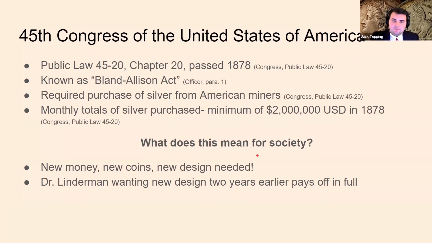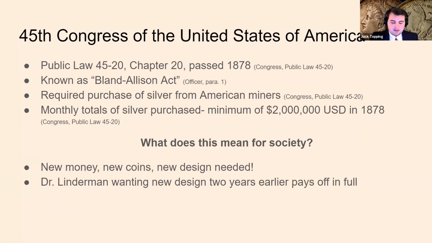Besides the economic impact of these large purchases per month, it meant that silver needed to be converted into a usable vehicle as a means of currency. This means a new coin must be made to accommodate the requirements of the legislation, whose text in the first line says, quote, that there shall be coined at the several mints of the United States silver dollars of the weight of 412.5 grains troy of standard silver, end quote.